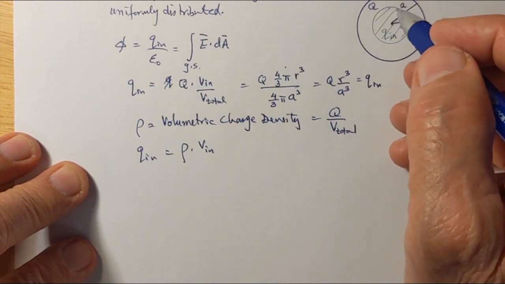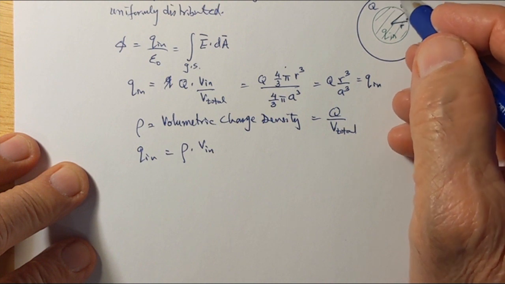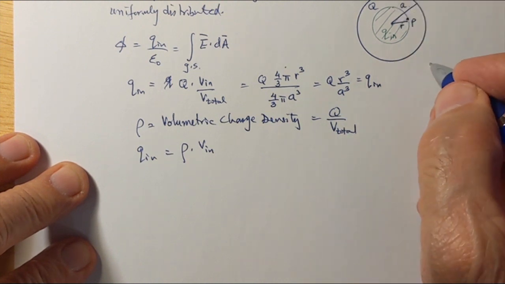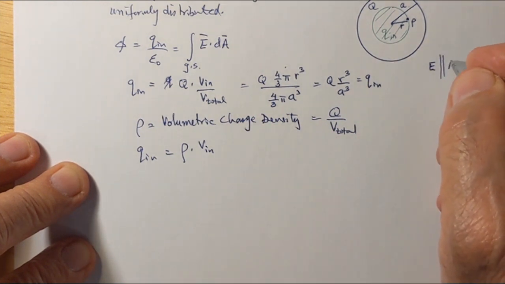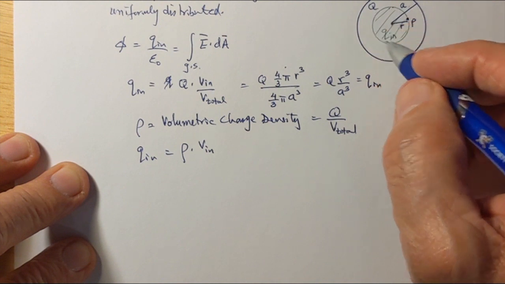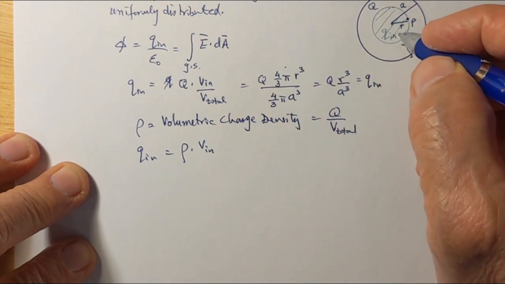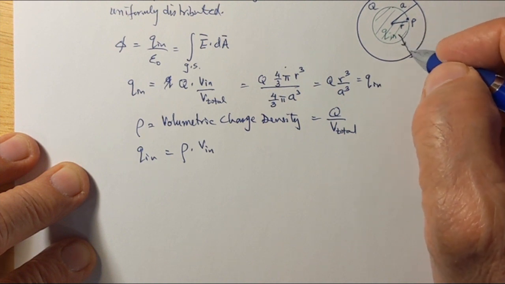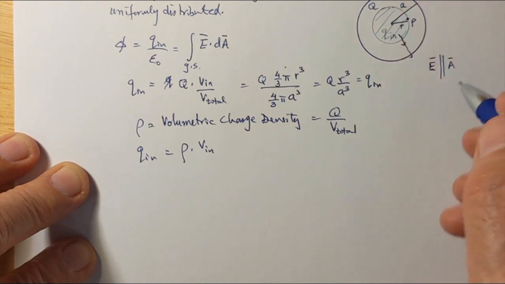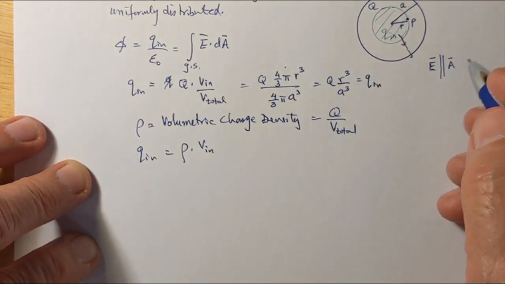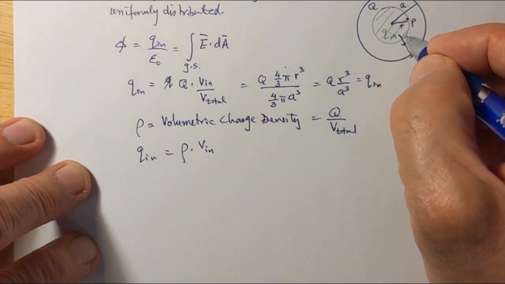So again, because of symmetry, the charge distribution is uniform, the two spheres are concentric, and therefore the direction of the electric field must be parallel to the direction of the area at every single point. The electric field has to be pointing this way, and the area is also pointing this way. So both the E and the A must be parallel. Secondly, the magnitude of E must be the same over the entire surface.